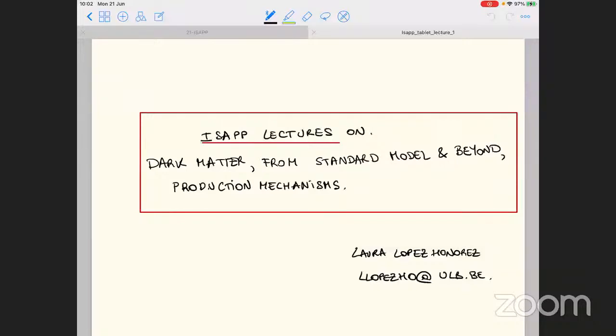I have been invited to give essentially 4 hours of lectures on the topic of dark matter from the standard model and beyond, and production mechanism. If I had been in Madrid, I could have given you this lecture in person, and I would have wanted to use a blackboard, which is the way I like to teach theoretical lectures. I have no blackboard, but I have a tablet. So I will be giving my lectures on the tablet.